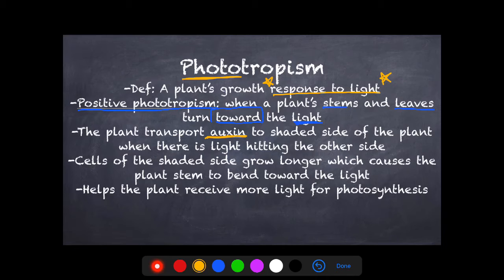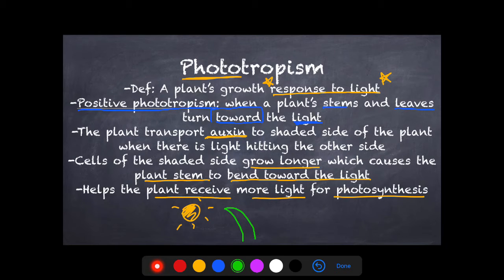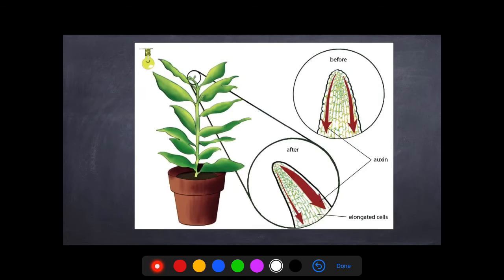Okay. So like it says here, the cells of the shaded side will grow longer, and this will cause the plant stem to bend toward the light source, and then this will allow the plant to receive more light for photosynthesis. Okay, so if I have sunlight here, like I said, and I have, say, this ginormous leaf, this side over here is getting more sunlight, and this side over here is not getting as much sunlight. So the auxin is going to start building up on this side right here, and as it builds up, it's going to cause the leaf to get heavier on this side right here, and so it will cause the leaf to bend this way, and it will be bending towards the light source, and therefore you have positive tropism occurring in the plant.